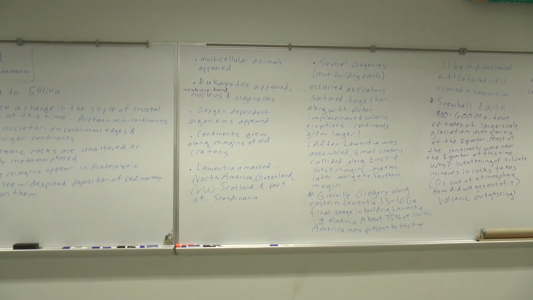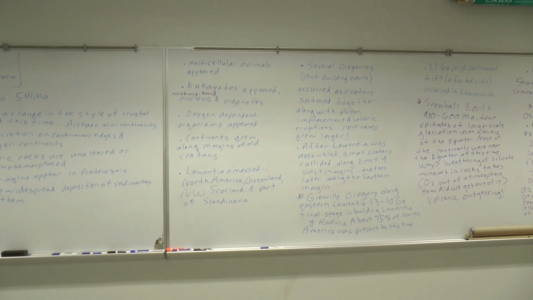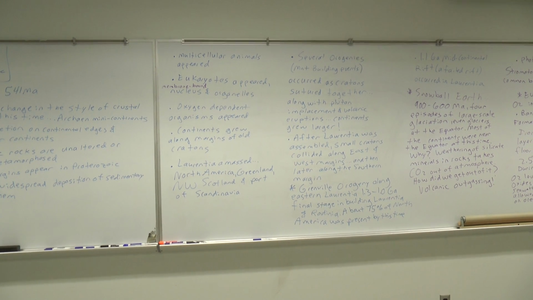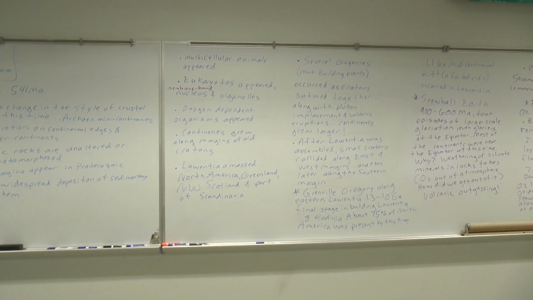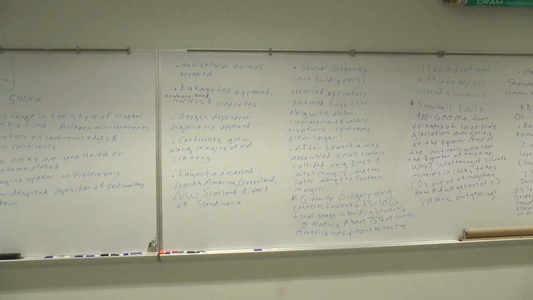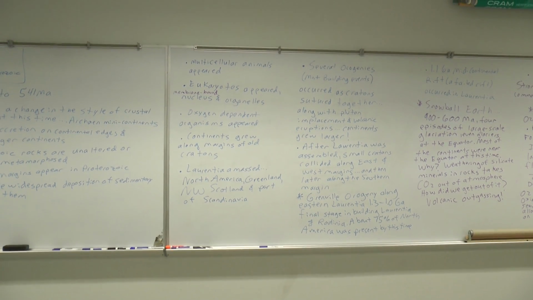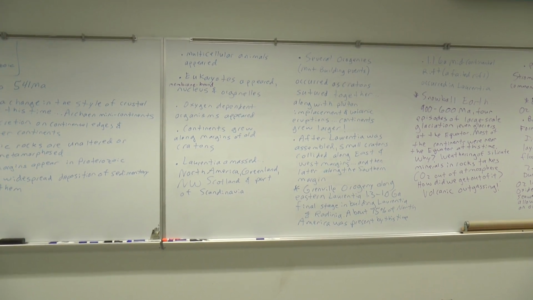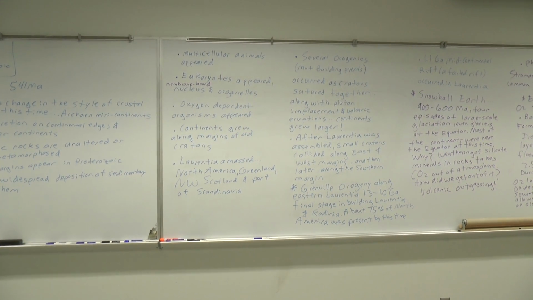Okay, there we go. All right, so other interesting things about the Proterozoic. Multicellular animals appeared. Eukaryotes appeared. So in the Archean, we basically only had prokaryotes, and prokaryotes did not have a true nucleus. So eukaryotes are your more advanced cells, and they have a membrane-bound nucleus and organelles, and we see these cells appear for the first time in the Proterozoic. We also see the appearance of oxygen-dependent organisms.